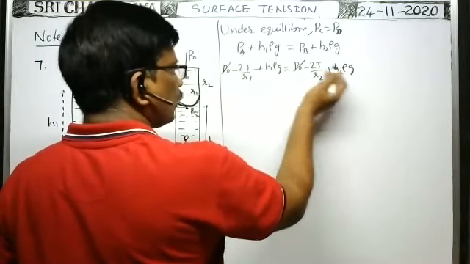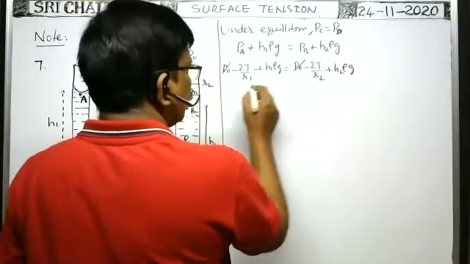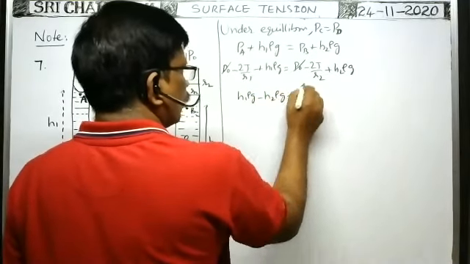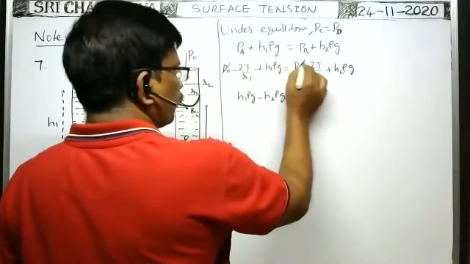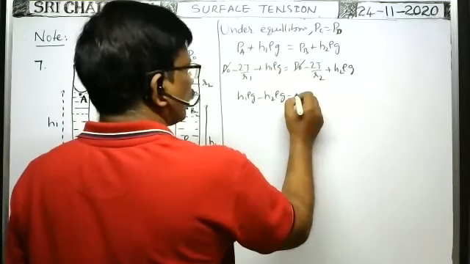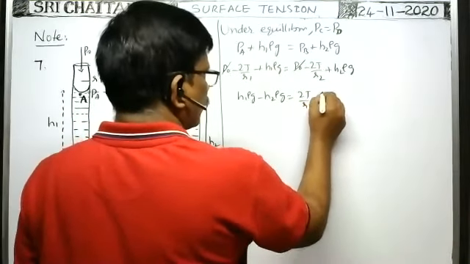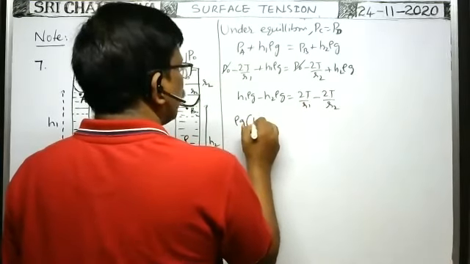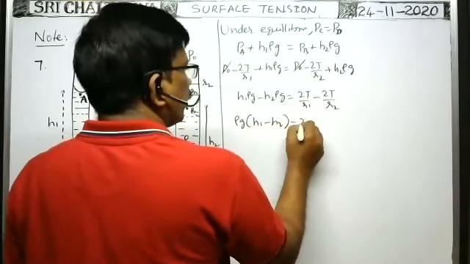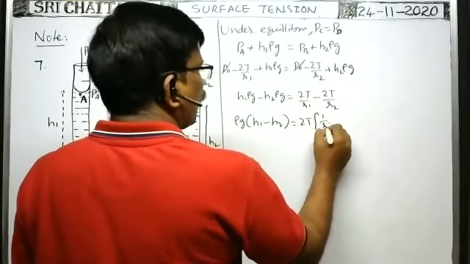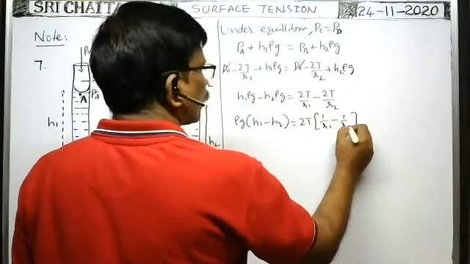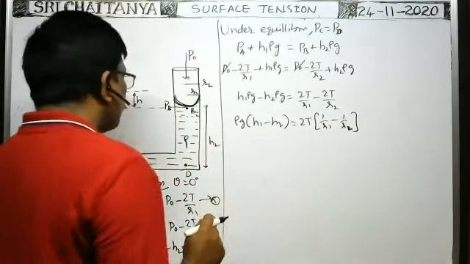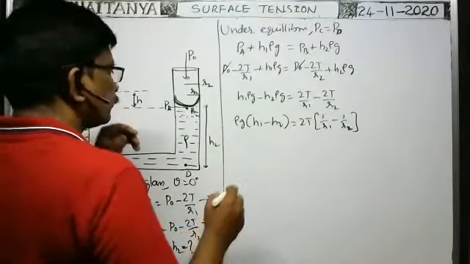Bring H2 rho g to the left and 2T by R1 to the right. Then H1 rho g minus H2 rho g is equal to 2T by R1 minus 2T by R2. Therefore, taking rho g common, H1 minus H2 is equal to, taking 2T common, 1 by R1 minus 1 by R2, divided by rho g.